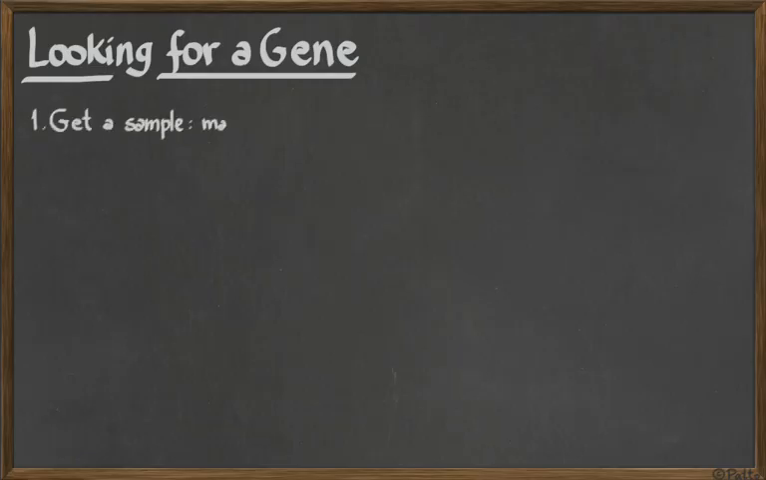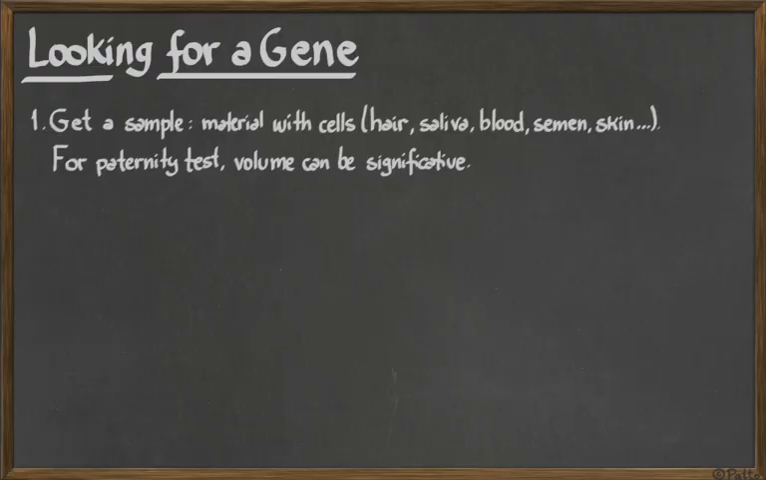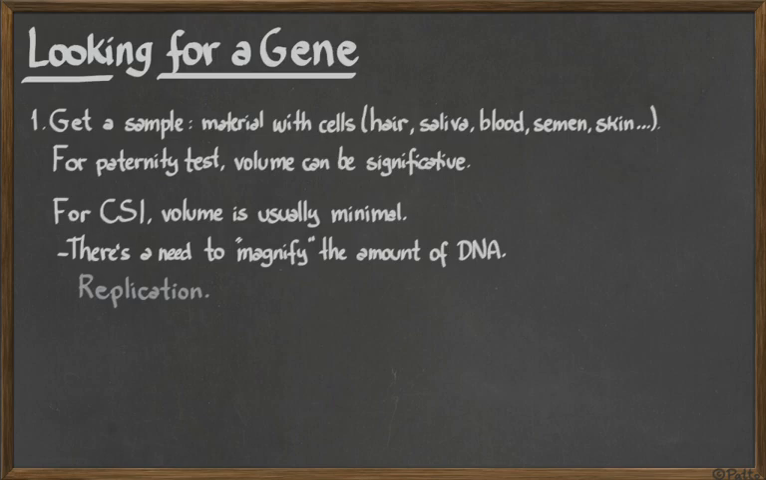When you want to look for a gene, the first thing that you have to do is to get a sample. So you get material that has cells: hair, saliva, blood, semen, skin, whatever material is going to have cells, and those cells are going to have DNA. For paternity tests, we can get a fair amount of material, saliva, blood, whatever, but in crime scene investigation, the volume is going to be a problem. It's going to be very, very small. So usually we are going to need to magnify the amount of DNA that's around. So basically, we are going to need to do replication.